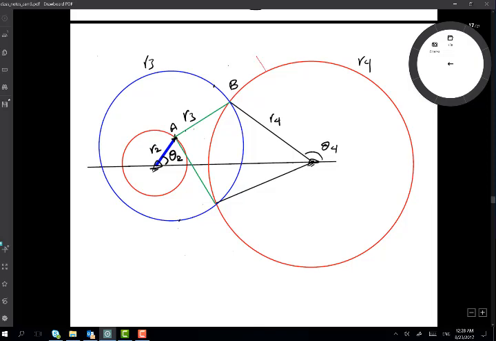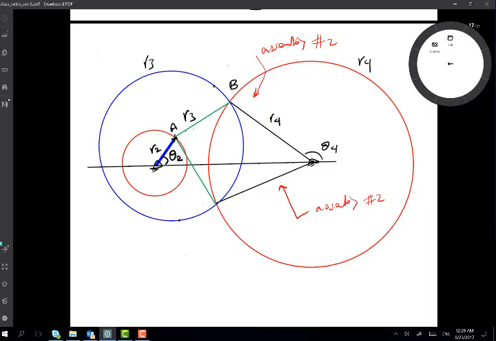So remember, this was assembly number 1, or you can do whatever, call it whatever you like. And this will be the second assembly. And we talked about this earlier in the process when we discussed the position analysis.